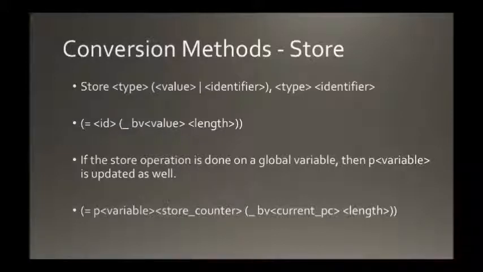Encoding of the store instruction. The store instruction takes two parameters, a source and a target. In SMT-LIB we can just use the assignment operation. However, if the store operation is done on a global variable, then the p variable, meaning the last store program counter, is updated as well, as in the example.